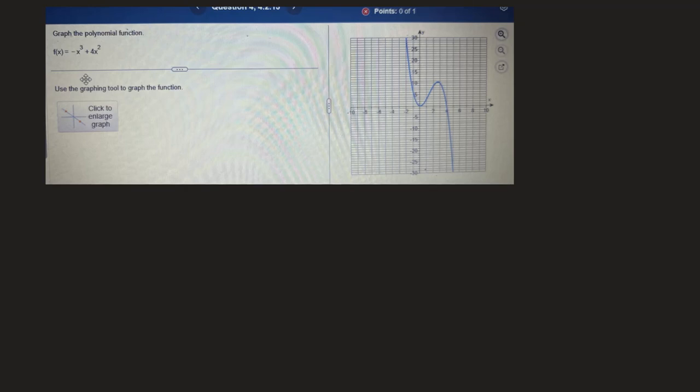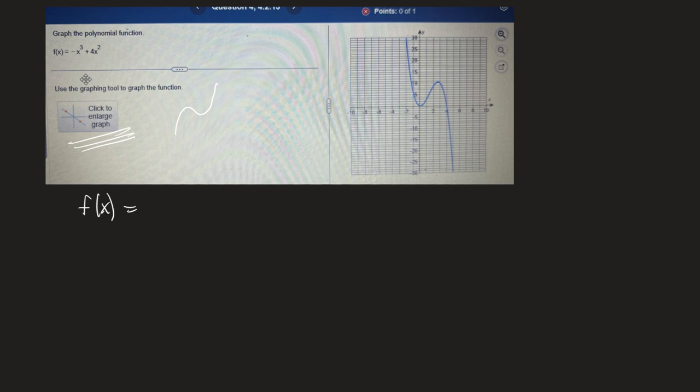Okay, here's a good question. I'm going to try and graph this. I don't know if I'll be able to do it with my iPad, but let's see. So they say to graph it. When you click here to enlarge the graph, the thing you have to pick is the cubic graph.